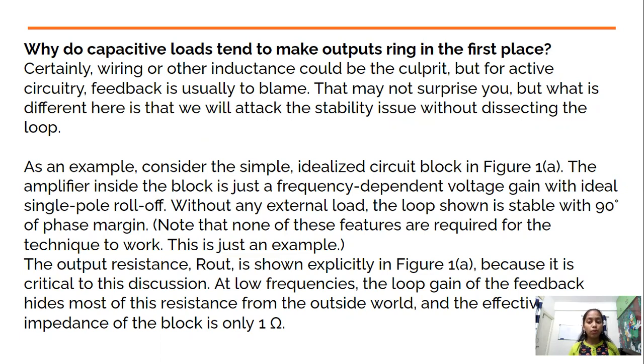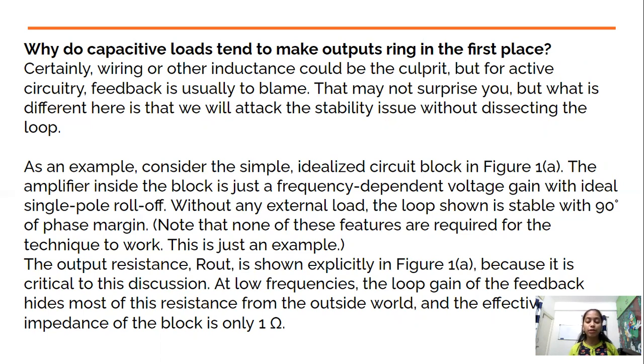As an example, consider the simple circuit block analyzed in figure 1. The amplifier inside the block is just a frequency independent voltage gain with an ideal single pole roll off. Without any external load, the block is stable with 90 degrees of phase margin. Note that none of these features are required for the technique to work. This is just an example. The output resistance R out is shown in figure 1 because it is critical to this discussion.